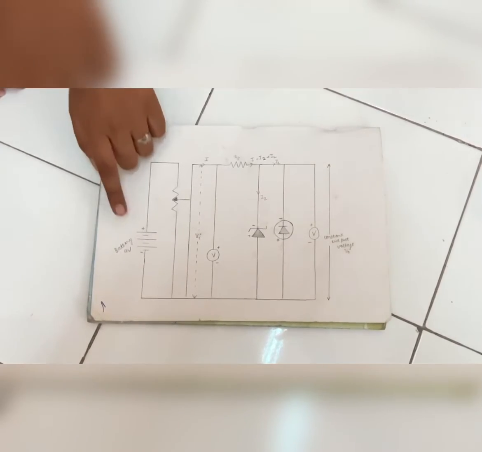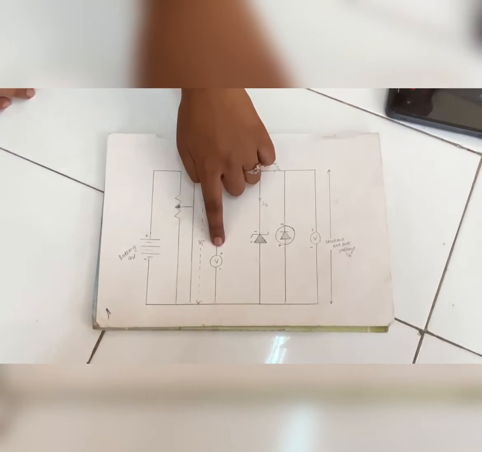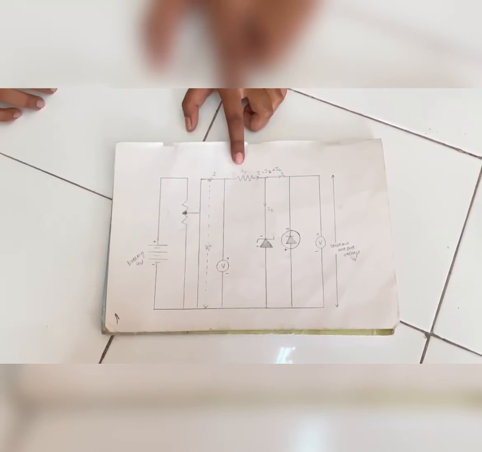In the input, we have used battery and potentiometer arrangement to vary the voltage. With the help of voltmeter, we will calculate the input voltage. In the series, we have connected the series resistance.